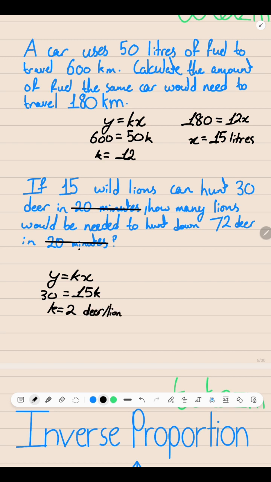So then we can plug that into our equation again if we want to work out the number of lions that we need. We said that the lions would be x, so again that would be 72 is equal to 2x, and therefore x would be equal to 36 lions as our final answer.